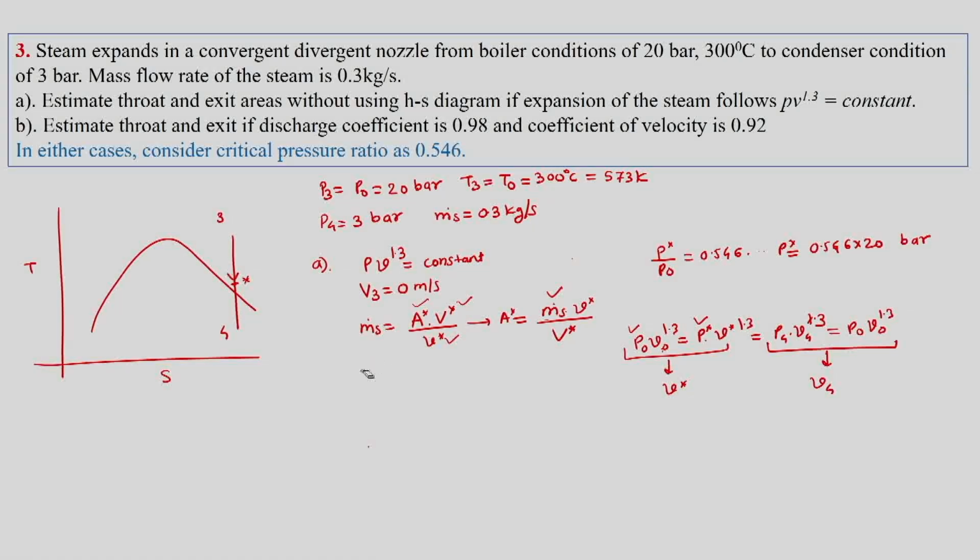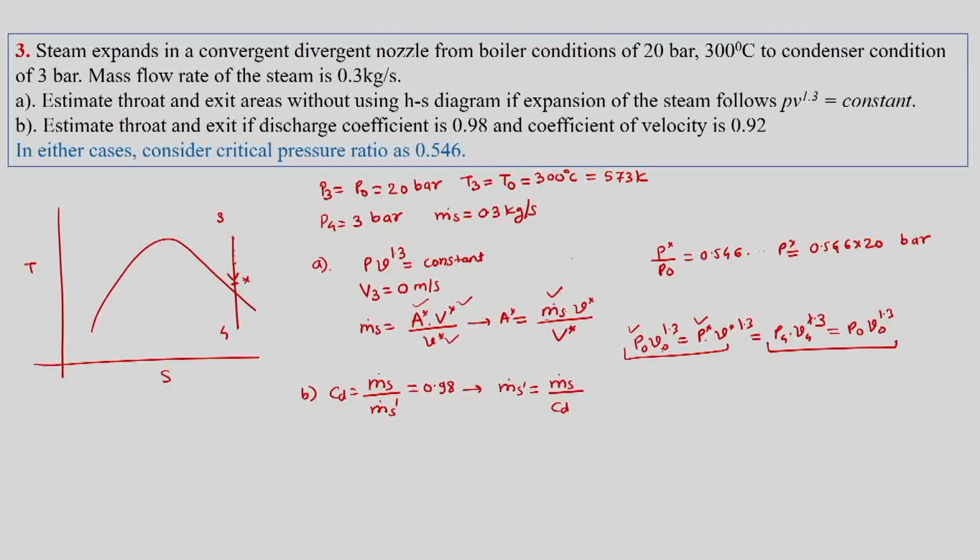So there is a change in mass flow rate. For that part B, we have the discharge coefficient CD equal to actual mass flow rate divided by ideal mass flow rate, and that is told to be 0.98. Then we can find m dot s dash as m dot s divided by CD. Actual m dot s is known, CD is known, so we can find it out.